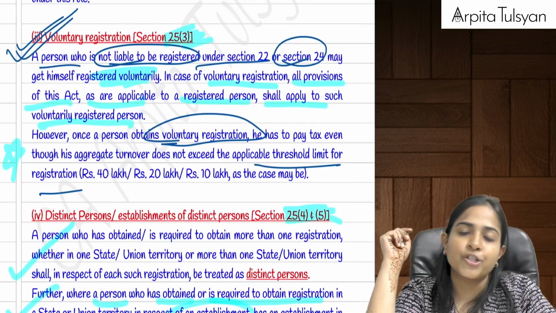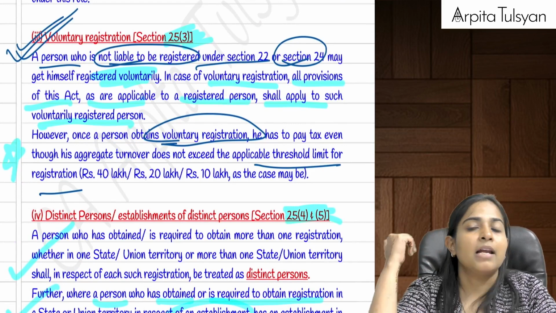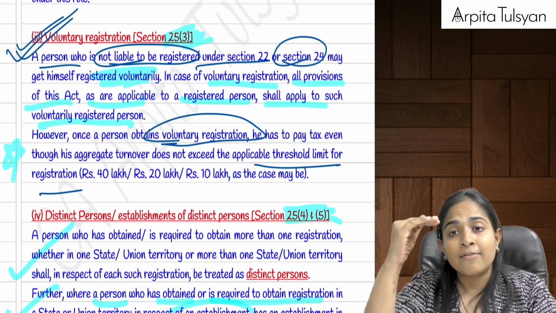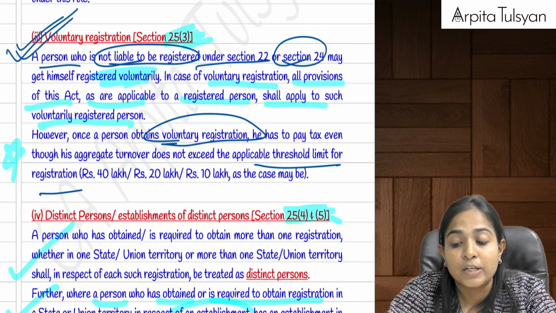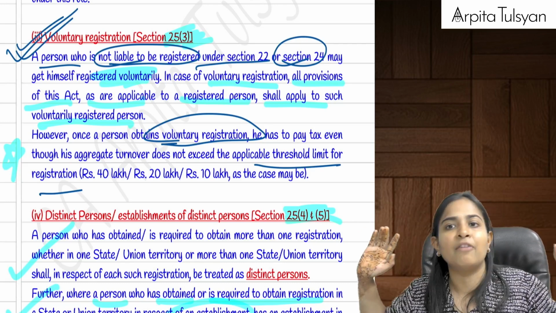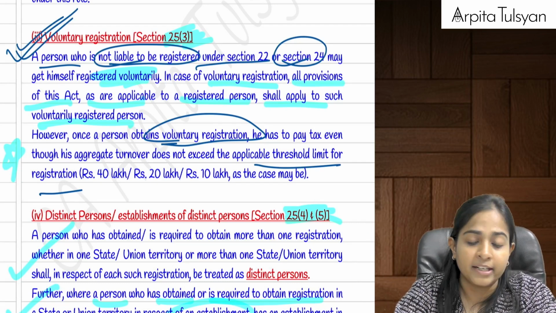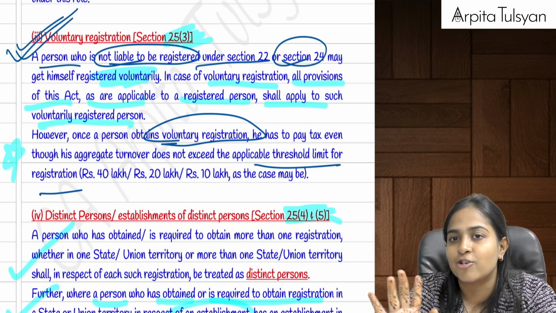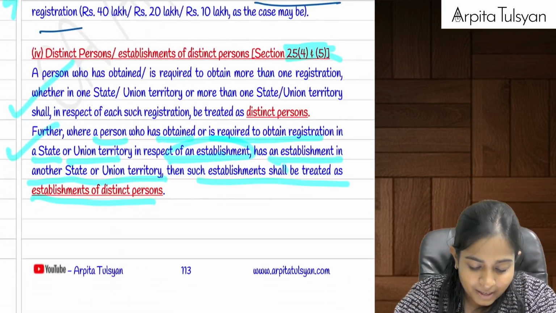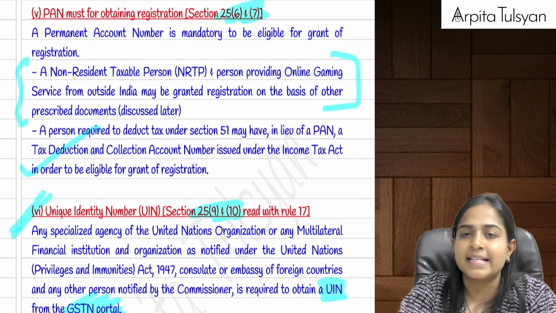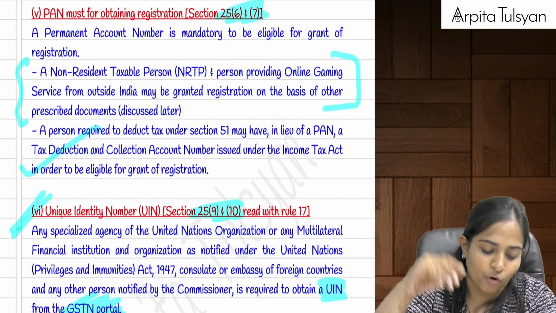Voluntary registration, section 25, subsection 3. If I was not at all liable for registration under section 22, nor falling under the compulsory registration points of section number 24, still I say that I want to get myself voluntarily registered, no problem, welcome, you can get yourself voluntarily registered, but then don't ask for threshold limits. Threshold limits will not be applicable for you. Distinct persons, establishment of distinct persons, etc. Yes, separate registrations will be required, that we have already studied.